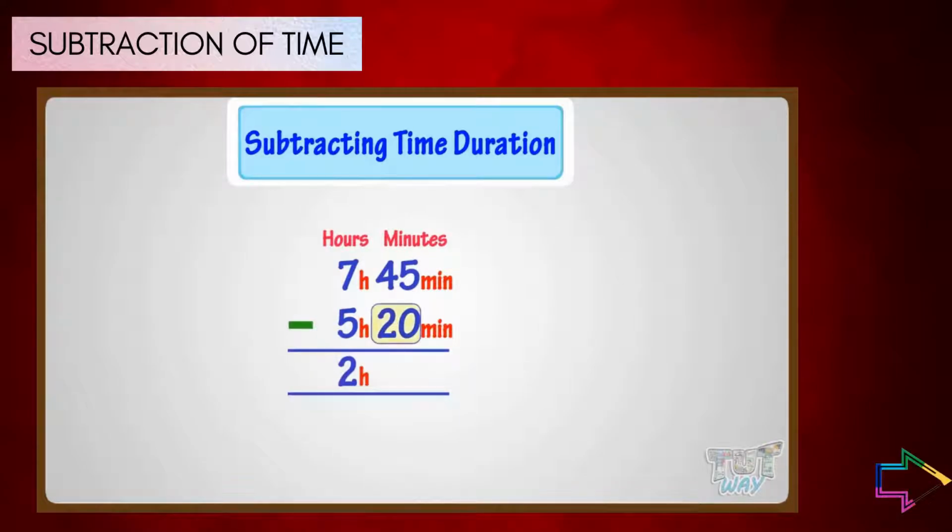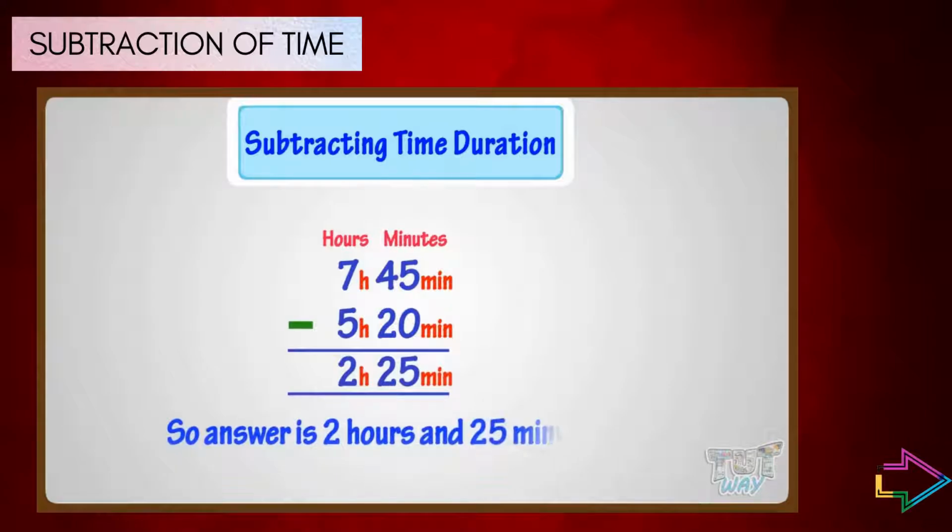Subtracting 20 from 45 minutes, we are left with 25 minutes. So our answer is 2 hours, 25 minutes.